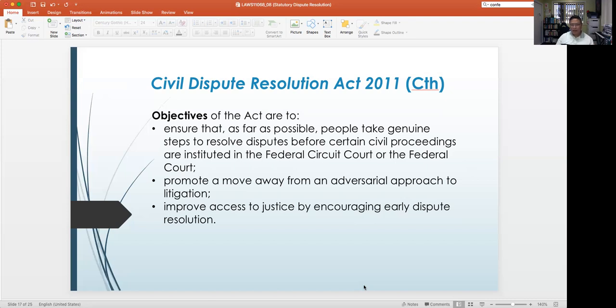And the objective, for example, of the Civil Dispute Resolution Act is actually to improve access to justice by encouraging early dispute resolution. What exactly does it mean? Access to justice in the sense that if a lot of the disputes are resolved, it means there will be less backlog or clogging of the judicial system. So it improves access to justice for future litigants. But how about the party litigants themselves? What if they felt shortchanged because they feel they were compelled, coerced, forced to enter into a resolution of the dispute, even if they were not happy?